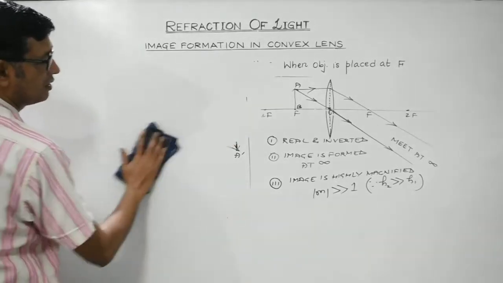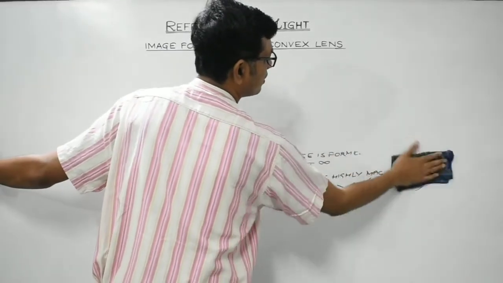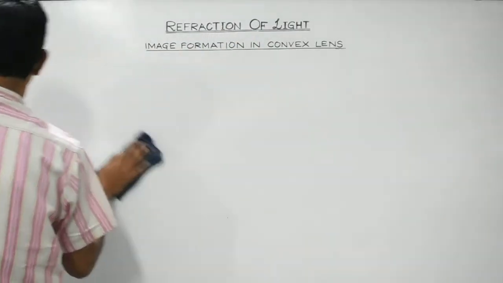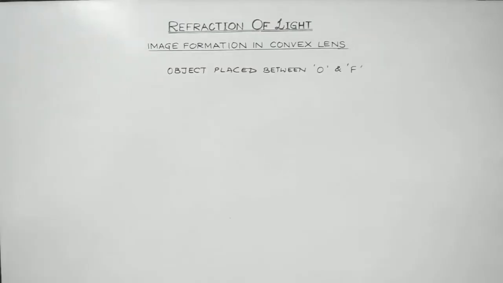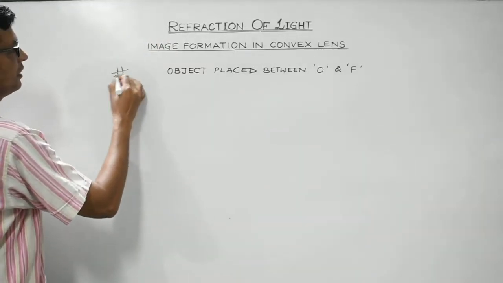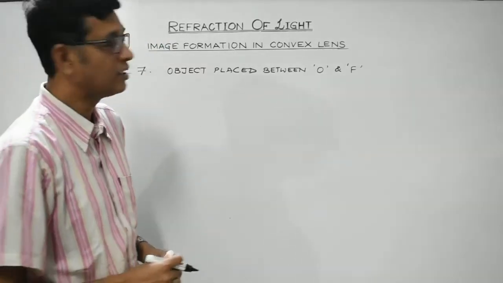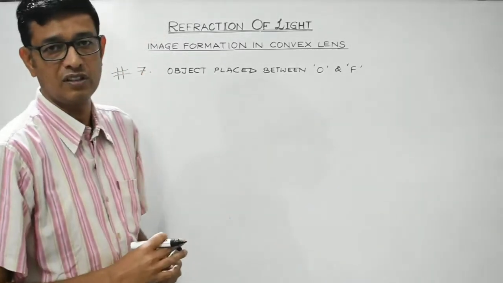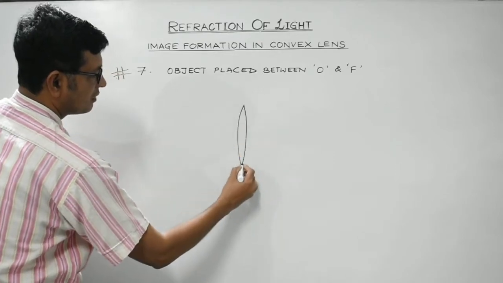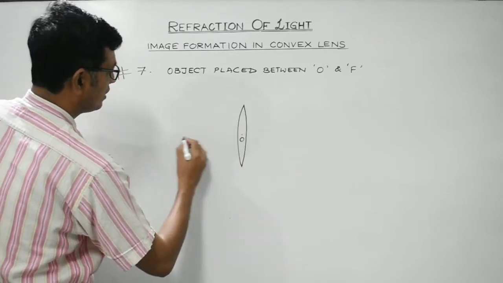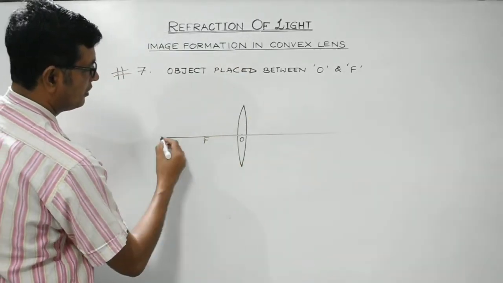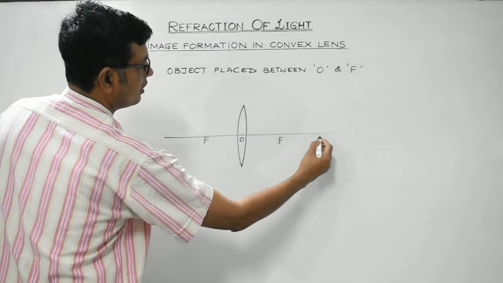Case 7 is when the object is placed in front of a convex lens between its optical center and the focus. Okay, students, now case 7. Let's see. This is a convex lens. It is considered to be thin. This is the optical center. This one will be the principal axis. This is F, this is 2F, this is F, and this is 2F.